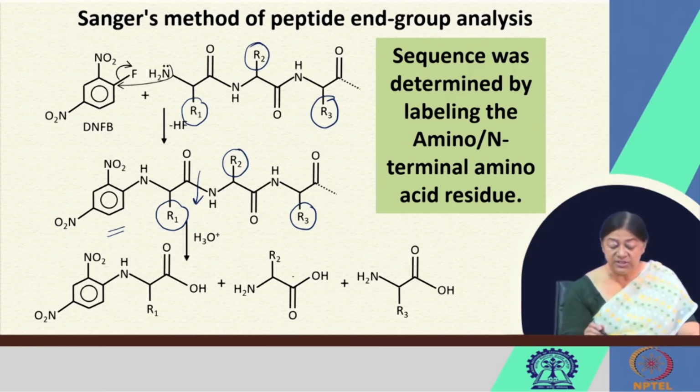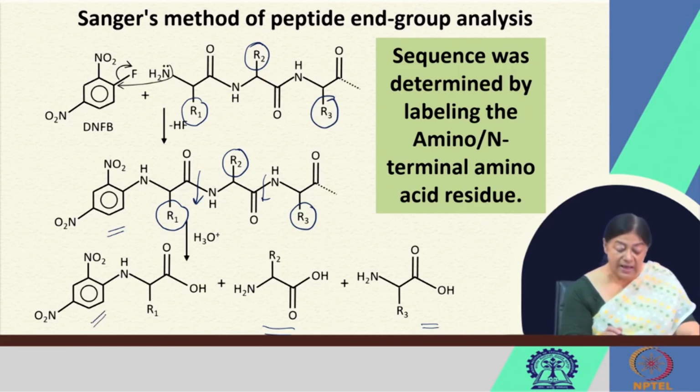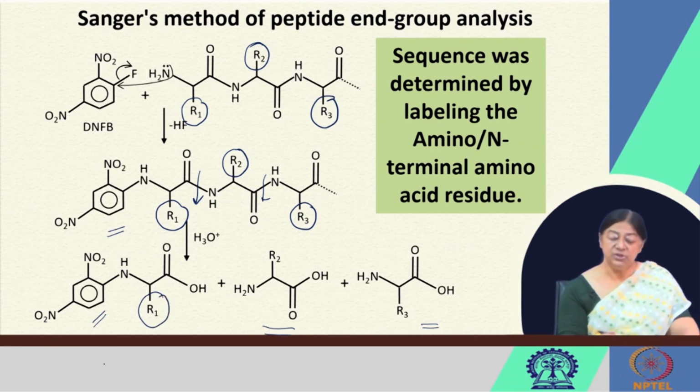Now, when we have the disruption of the peptide bond, what we are going to see is a series of amino acids. But the information that we get is we have to look for which amino acid is tagged along with the DNFB, and this would be amino acid number 1. So, this is one method in which we can determine this.